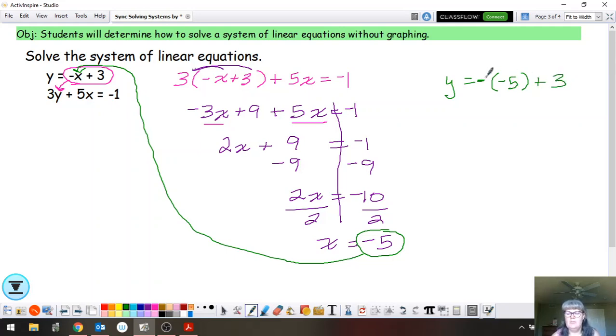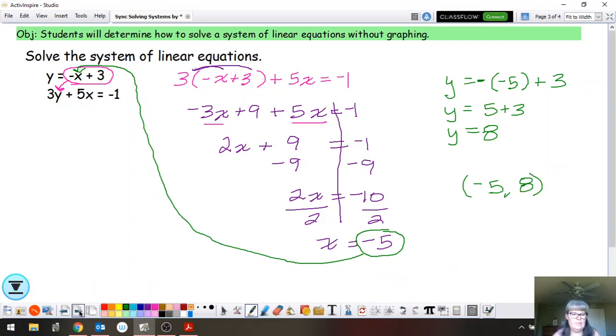So now we need to simplify this negative 5, or in other words, what's the opposite of negative 5? Because that's really what negative is, the opposite of. So that's a positive 5 plus 3 is 8. And our solution is negative 5, 8.